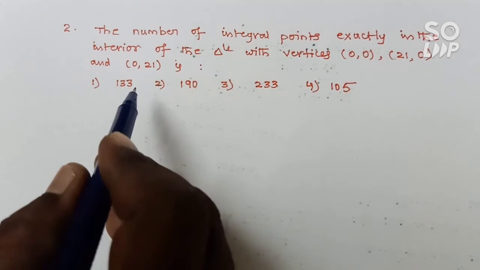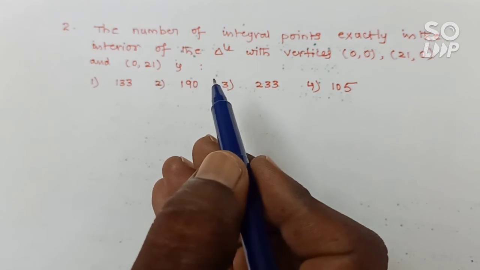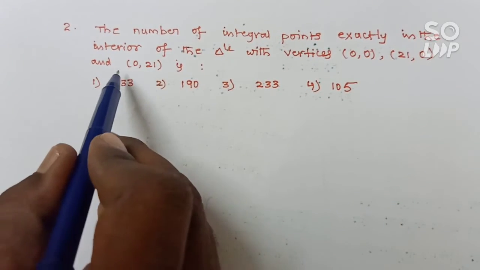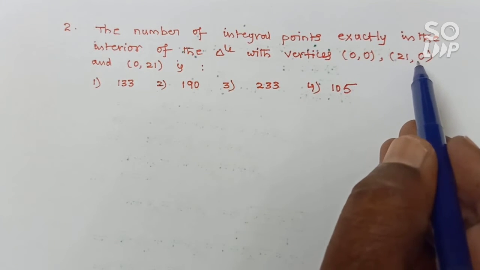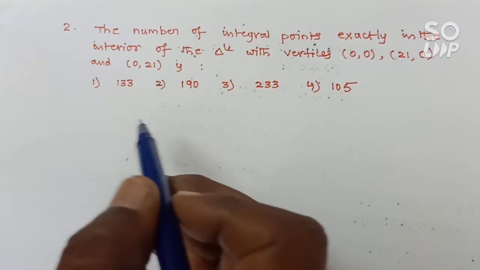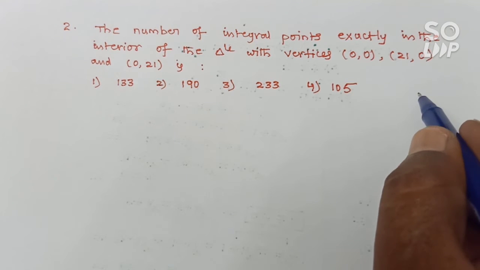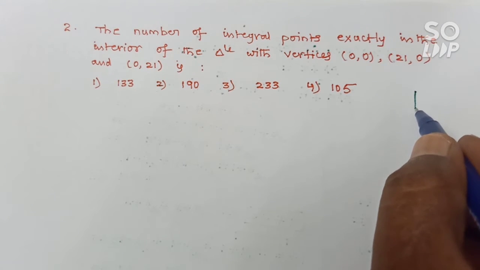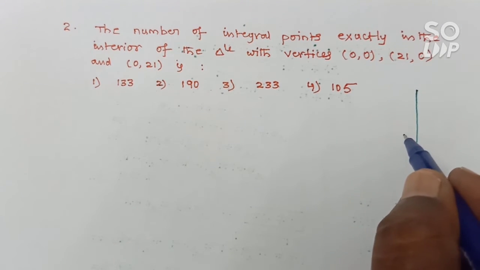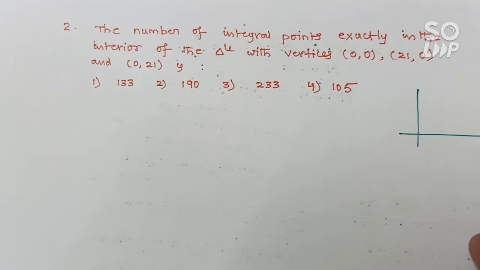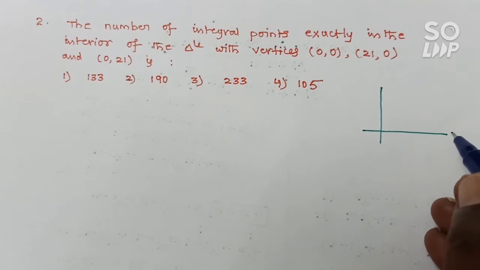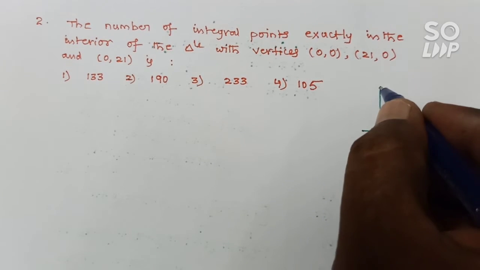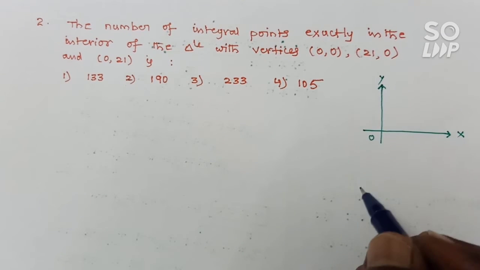See the next one. The number of integral points exactly in the interior of the triangle with the vertices (0, 0), (21, 0) and (0, 21). What is the meaning of this? Here you can take a triangle. This is the x-axis and this is the y-axis, and this one is the origin.